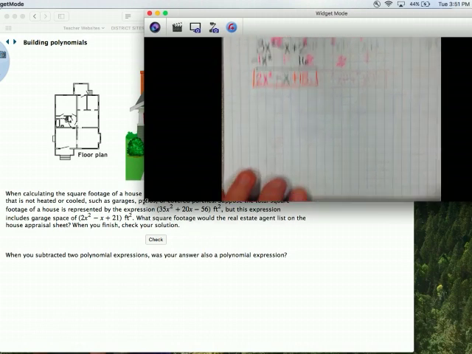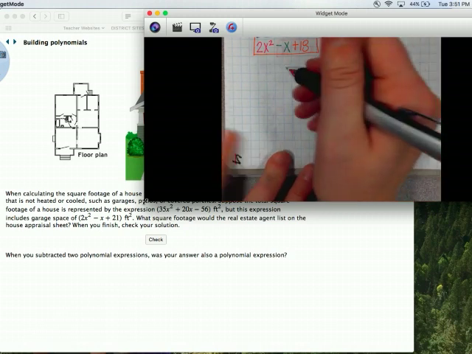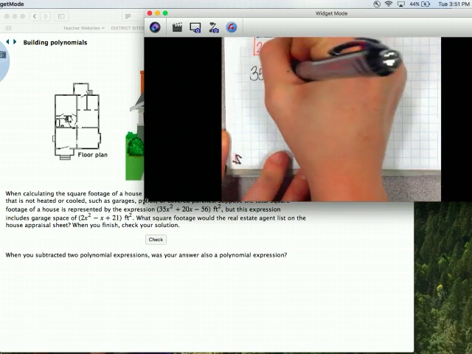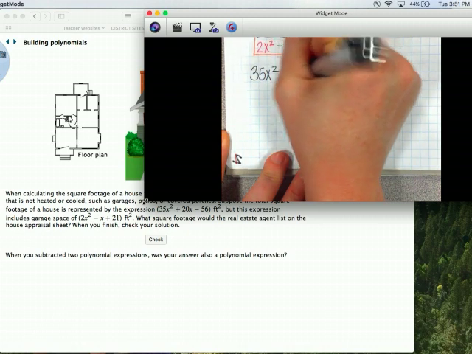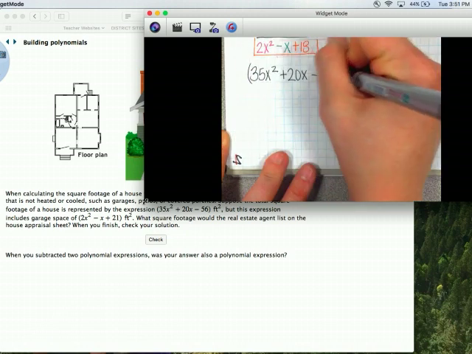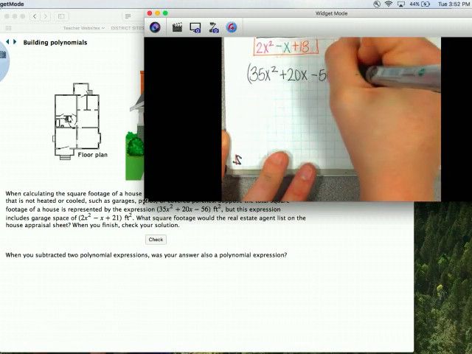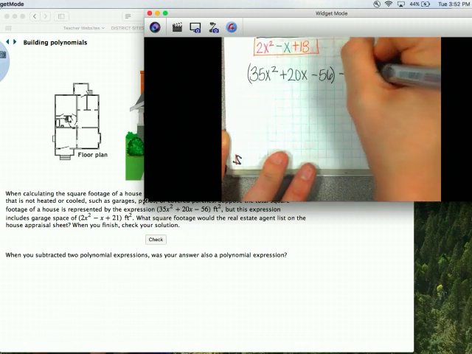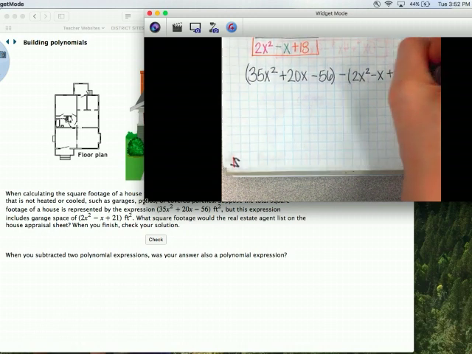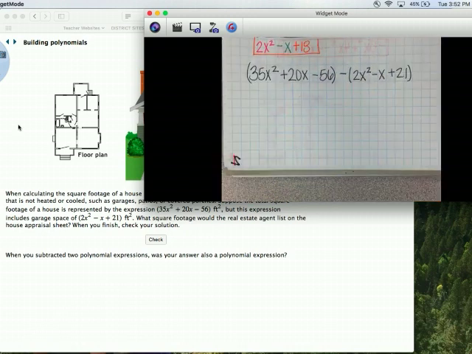So we have 35x squared plus 20x minus 56. That's the square footage of the house. And we need to subtract the square footage for the garage. Okay, so this is where it gets a little bit different than the addition.